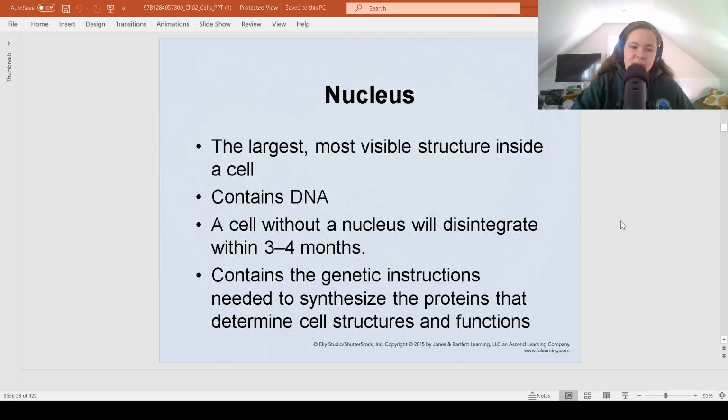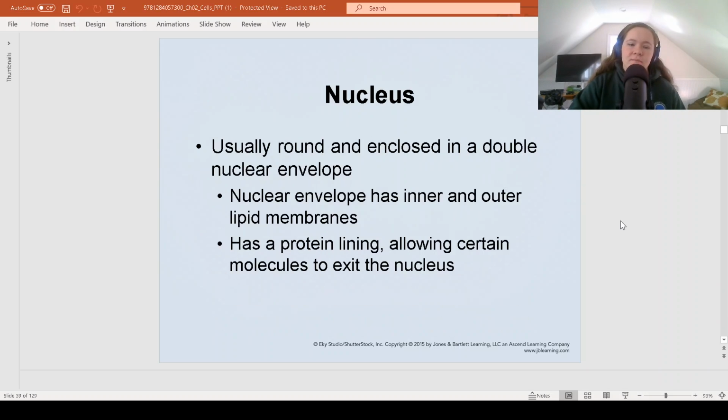The nucleus is the largest, most visible structure inside of the cell. It contains your DNA. A cell without a nucleus will disintegrate within 3 to 4 months. It contains the genetic instructions needed to synthesize the proteins that determine the cell structures and functions. It's usually round and enclosed in a double nuclear envelope. A nuclear envelope has inner and outer lipid membranes, has a protein lining, and allows certain molecules to exit the nucleus.